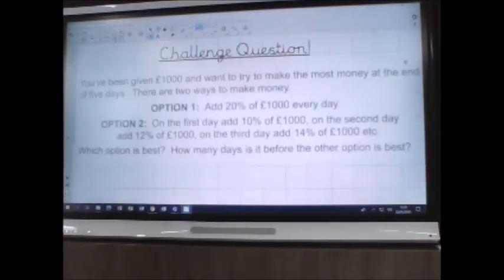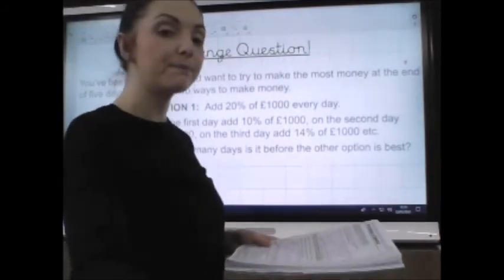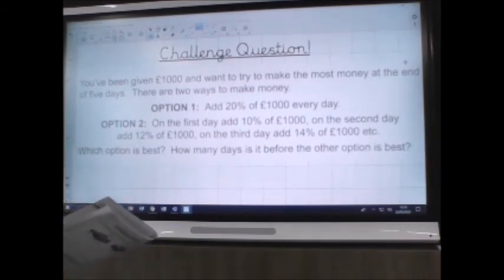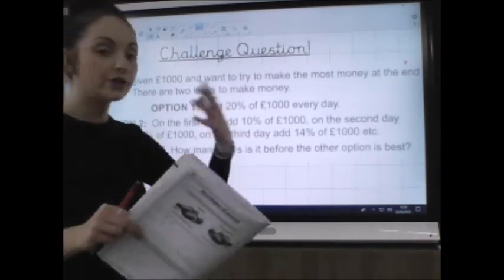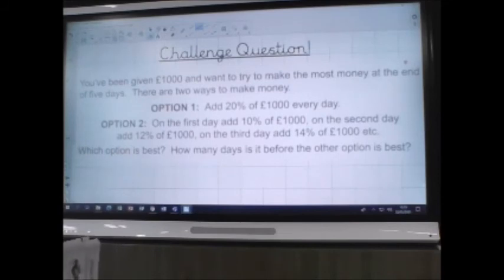And then your final challenge question says you've been given £1,000 and want to try to make the most money at the end of 5 days. There are 2 ways to make money. Option 1, add 20% of £1,000 every day. Or option 2, on the first day add 10% of £1,000, on the second day add 12%, on the third day add 14%, and so on. So it's going up in 2%. Which option is best? How many days is it before the other option is best?